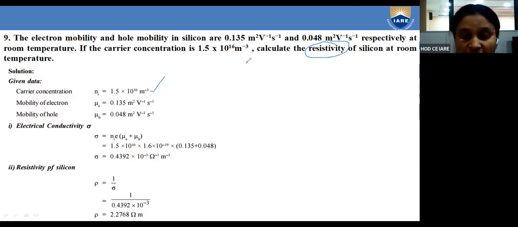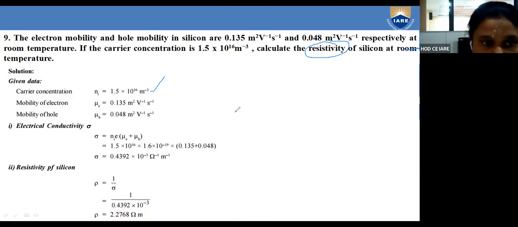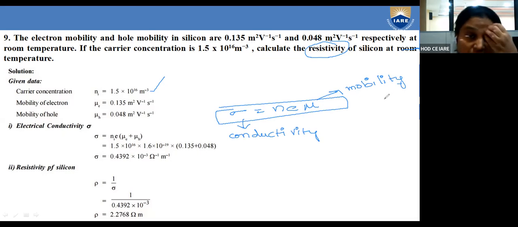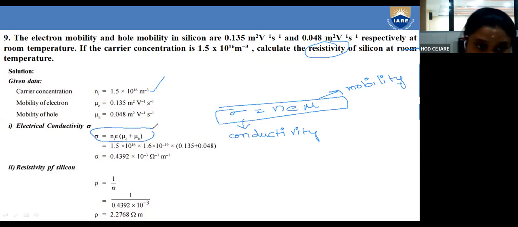Now you are seeing, previously I have taken this formula if you are able to remember. What is the formula? Previously we have taken the formula sigma is equal to Ne mu. What is sigma? Sigma is conductivity. And what is mu? Mu is mobility. But mu we take only if you are talking about mobility due to one type of charge carriers. But here mobility is because of two types of charge carriers, electrons and holes. So that's why in place of mu, we are going to take mobility of electron as well as hole. So this is our formula. You need to remember this formula also.